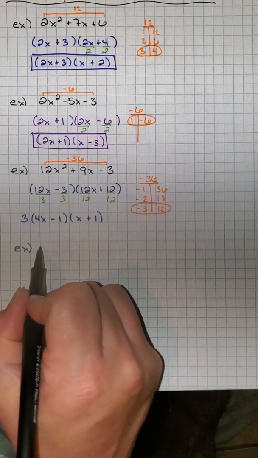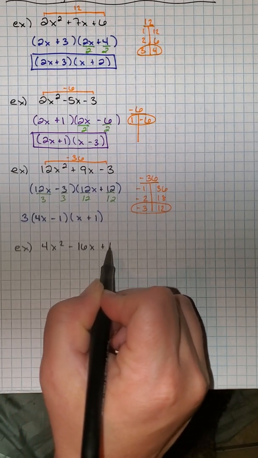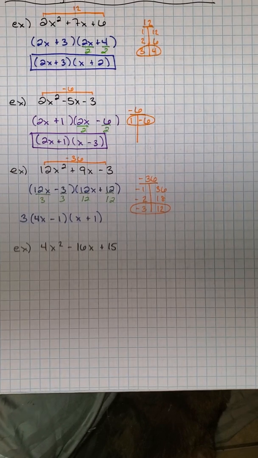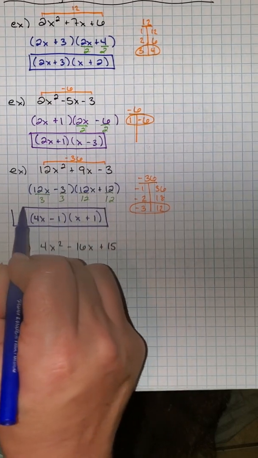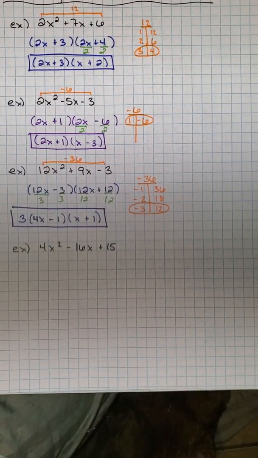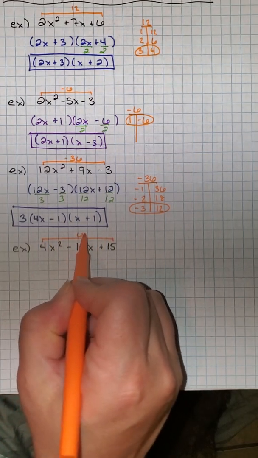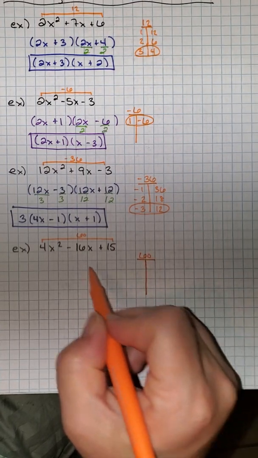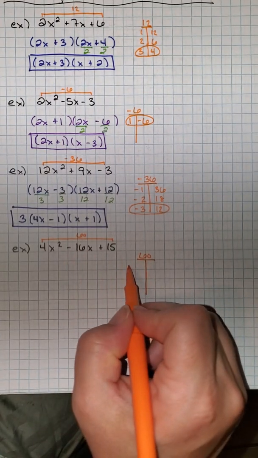Alright, and then I have one more problem for you. 4x squared minus 16x plus 15. So this one's got a minus and then a plus. Alright, so 4 times 15, that's 60. So we need two numbers that multiply to get 60 and add to get negative 16. Since this is positive, our signs have to match. But they'll both be negative.